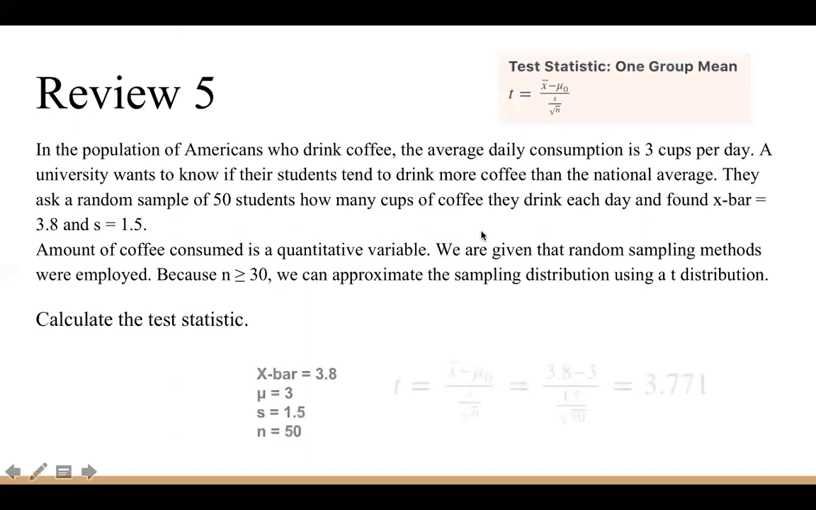Okay, good job, you guys. So 3.77 is our answer here. So I just kind of laid out the data that we're given and that we use to find the test statistic here. So you take your x bar, subtract it from the null mean, and then divide that by the standard deviation divided by the square root of n. So you guys definitely did a good job with that one.